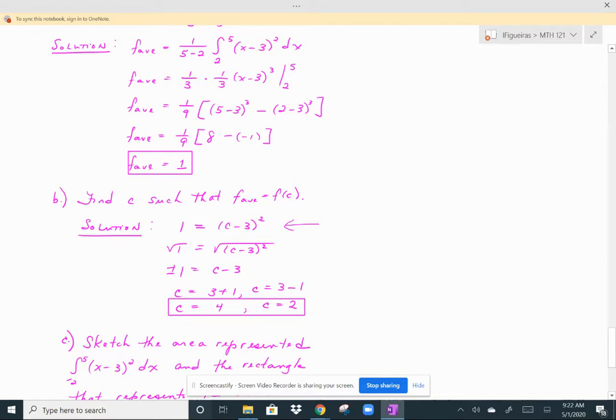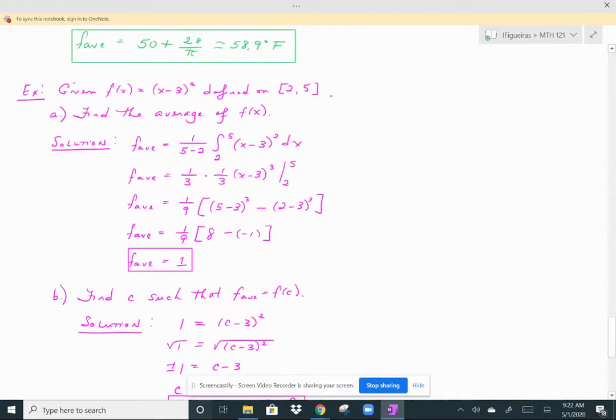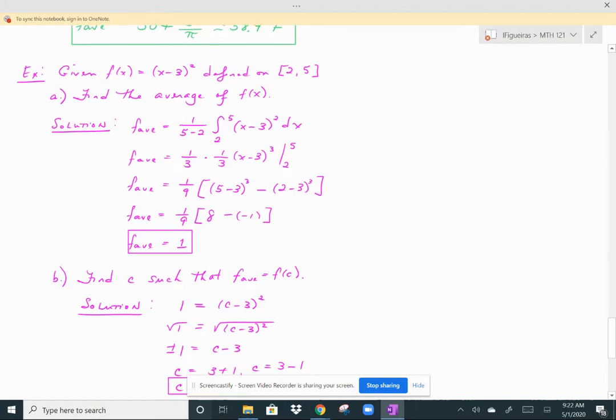To solve an equation like this, you have to use the square root method. So take the square root of both sides. When you take the square root of 1, that's plus or minus 1. When you take the square root of (c minus 3) squared, that's just c minus 3. Add 3 to both sides and you get two possible answers: 3 plus 1 and 3 minus 1, which work out to be 4 and 2. And remember, your original integral was from 2 to 5, so 2 and 4 fall within that interval. So you have two solutions here for c.